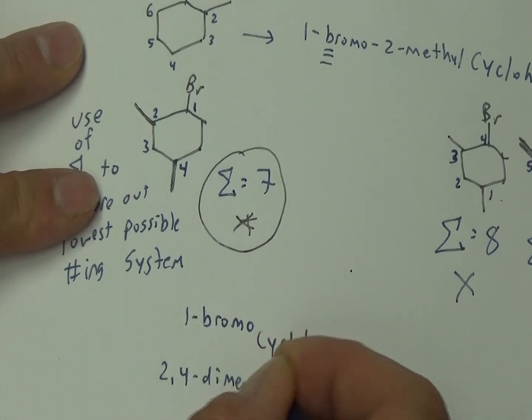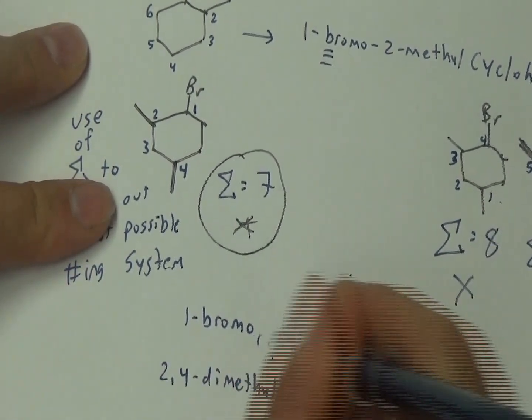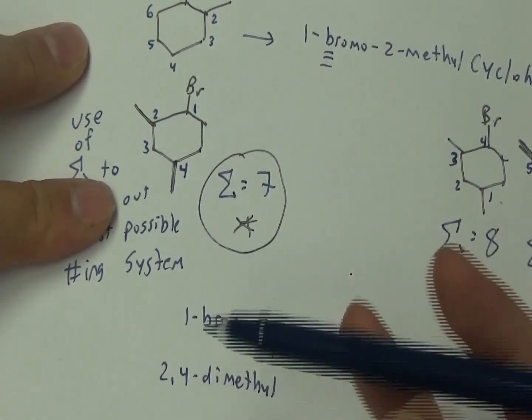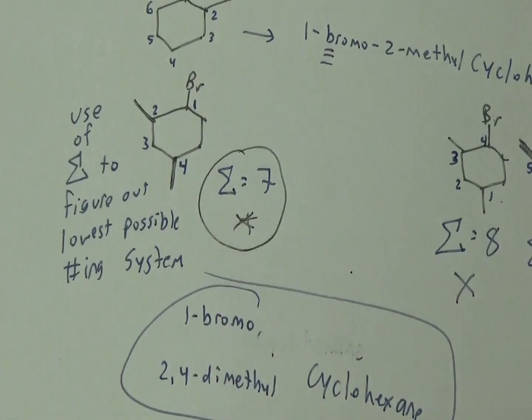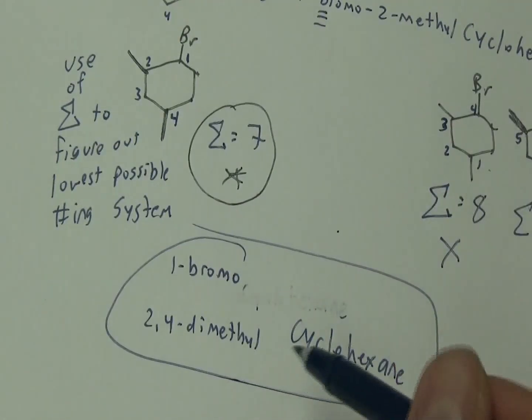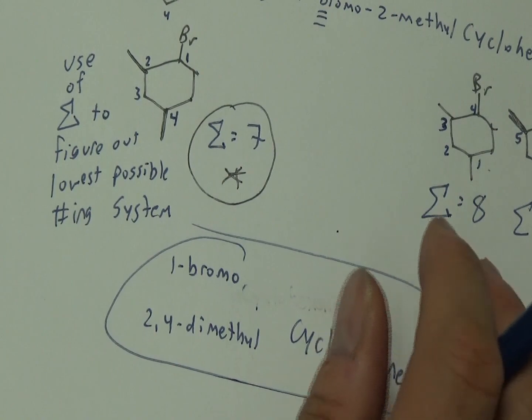2,4-dimethyl. Usually something like this: 1-bromo-2,4-dimethylcyclohexane. I'm happy with that as a name of this molecule. Alright, let's do another one.